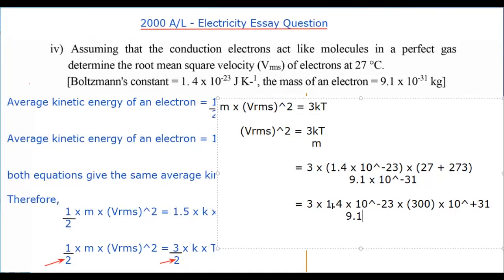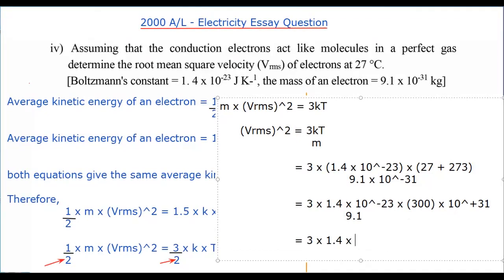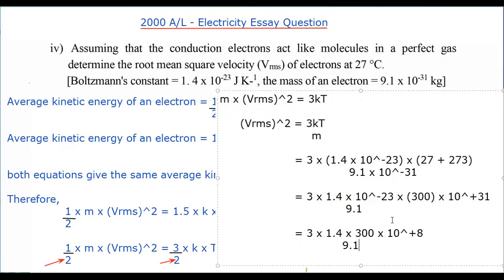Next step. Finally, it will be 3 into 1.4 into 10 to the power minus 23 and 10 to the power plus 31. I'll write this 300 also. Then 10 to the power minus 23, 10 to the power plus 31. So what's the answer? Very good. It will be 10 to the power plus 8. 31 minus 23 is 8. And the remaining number will be 9.1. Right.